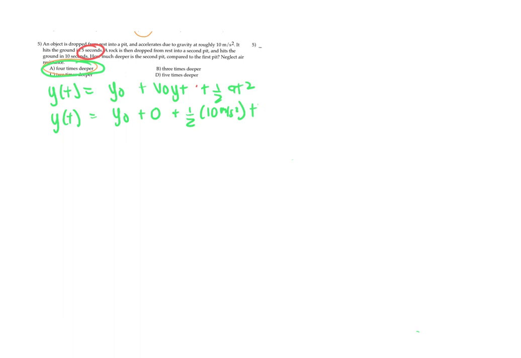So, using this problem and this formula, y of t equals y0 plus v0 t plus 1/2 a t squared, and plugging in these values, gives us y of t. We don't know y0 quite yet, so we're not going to plug that in. The initial velocity is 0, plus 1/2. We know the acceleration is 10 meters per second squared, times t squared.